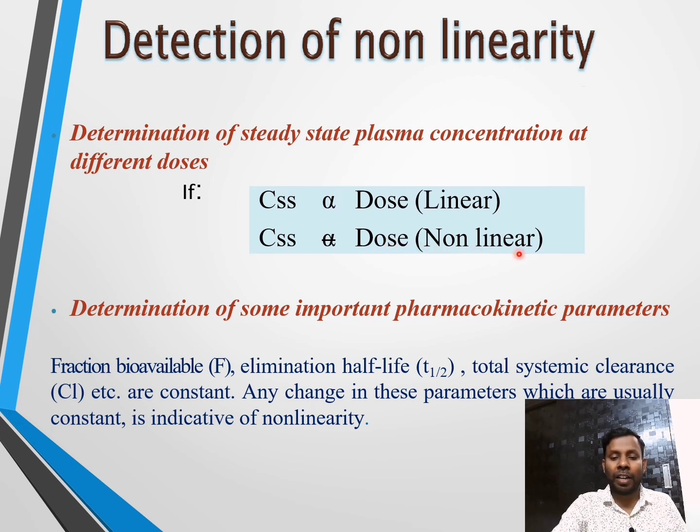Then second method, by calculating some important pharmacokinetic parameters like F, the bioavailable fraction, the elimination half-life T half, and total systemic clearance Cl. Generally these parameters are constant. If there are any changes in these parameters, that means there is non-linearity in pharmacokinetics. So if these parameters are changing, it is indicating that there is non-linearity.